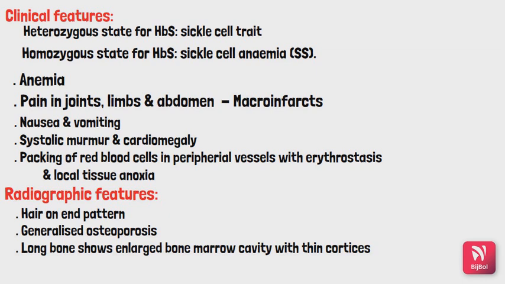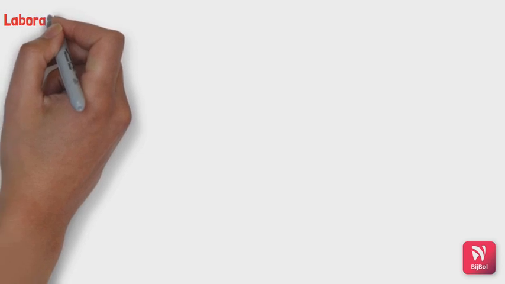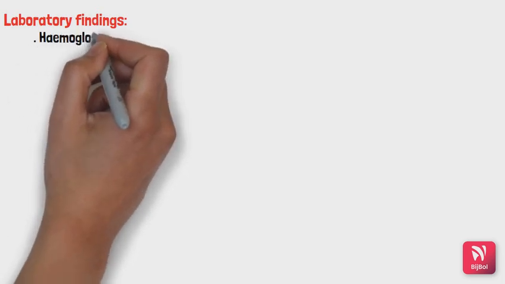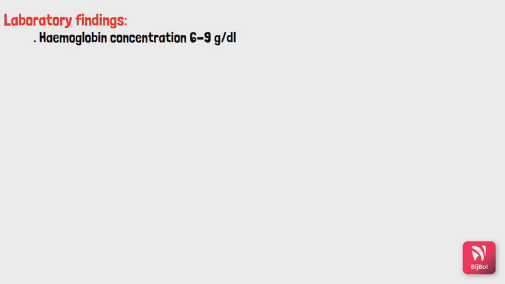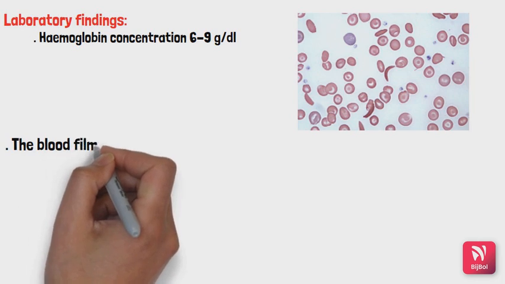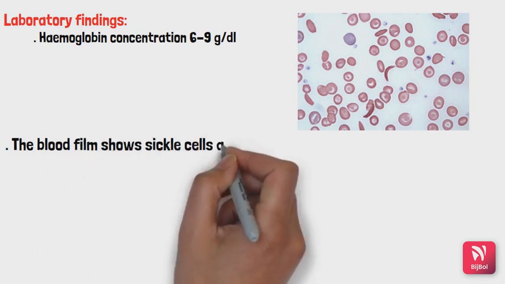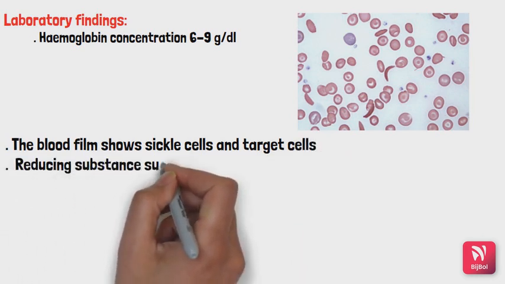Now we'll see the laboratory findings of sickle cell anemia. As this is anemia, the hemoglobin concentration will be low, to a level of 6 to 9 gram per dl. If we take a peripheral smear of the blood of a sickle cell anemia patient, we see numerous sickle cells. As you can see in this picture, 2 to 3 sickle cells are there. Along with that, the other RBCs are more like target cells, which are seen in thalassemia, right? That is, the central chromicity is there because of hemoglobin accumulation in the center. So the blood film shows sickle cells as well as target cells.